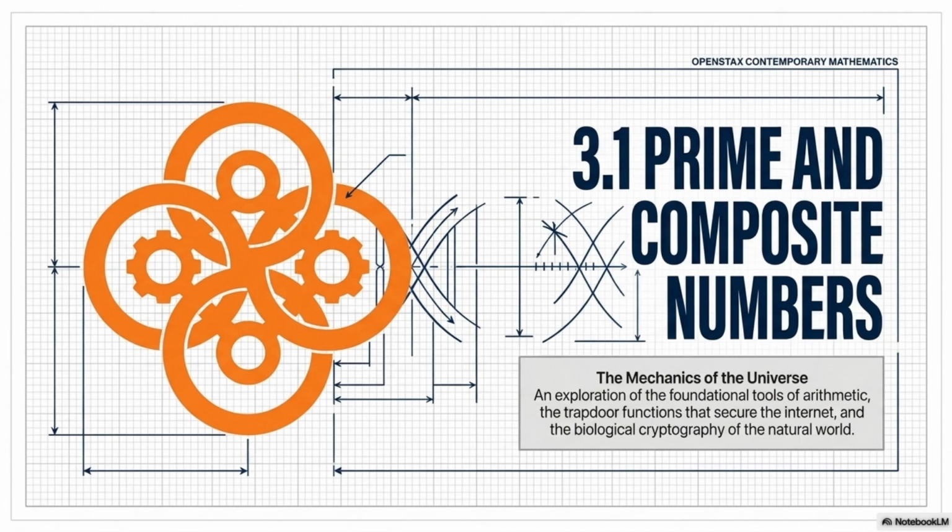Let's get into it. Today, our source material is section 3.1 of chapter 3 from Contemporary Mathematics. The mission for this deep dive is exploring prime and composite numbers. Right, but we aren't just memorizing textbook definitions here. No, not at all. We are looking at the mechanics of why these numbers literally rule the universe, from ancient history all the way to modern cybersecurity. So whether you are prepping for a math class or you are just insanely curious about how online banking stays secure, this deep dive is going to completely change how you view everyday numbers.